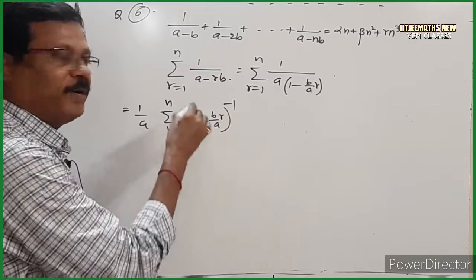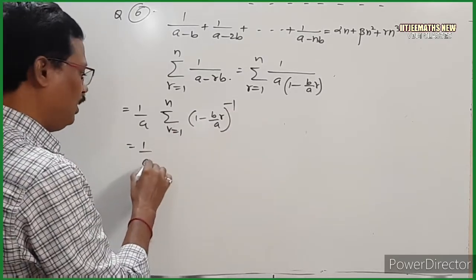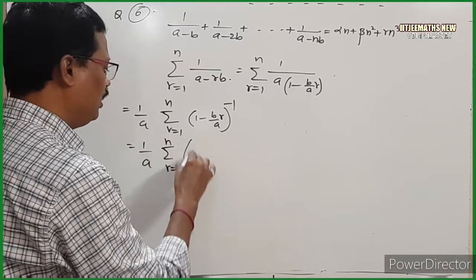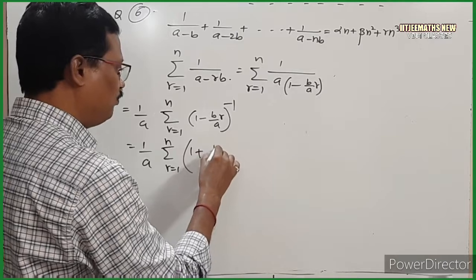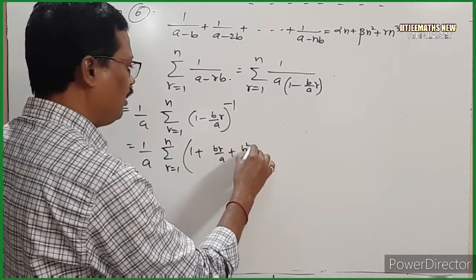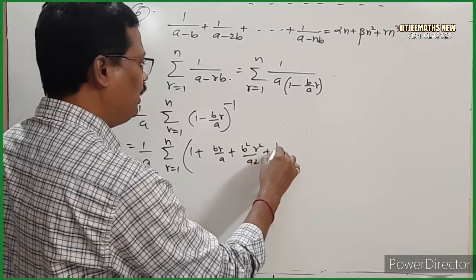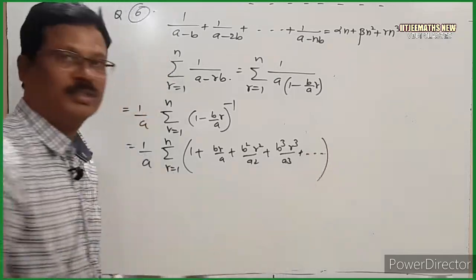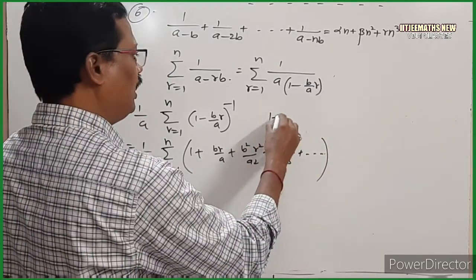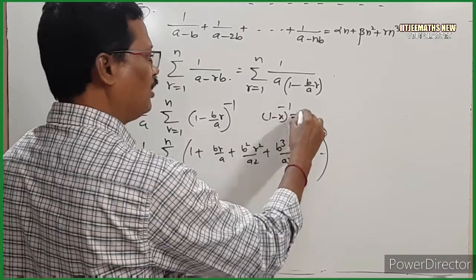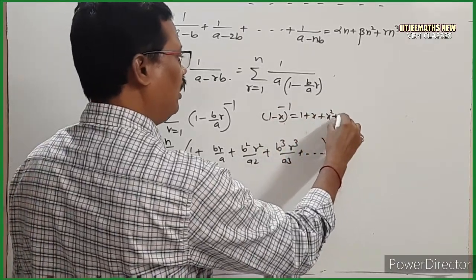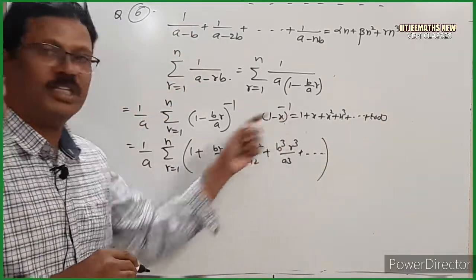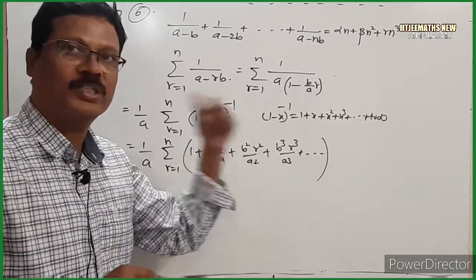Now what about this expansion? That expansion is 1 by a sigma, r equals 1 to n, of 1 plus br by a, plus b square r square by a square, plus b cube r cube by a cube, and go on up to infinity. What is the formula? (1 minus x) whole to the power of minus 1 is 1 plus x plus x square plus x cube, go on up to infinity. Therefore, by using that formula, we are writing this expansion in this form.